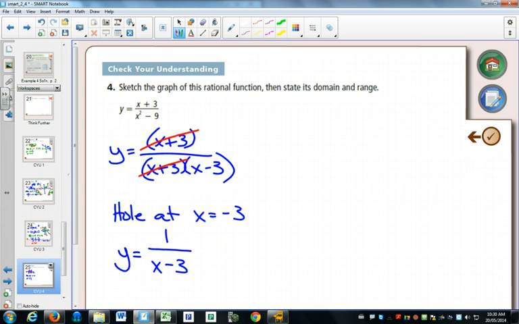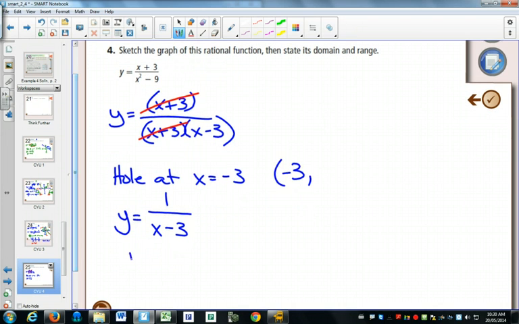Did you see all of our other equations where we had a hole? We ended up with y equals mx plus b, and it was a straight line with a hole in it. This one, after we cancel it out, we're still left with a rational graph. Okay? So not only does this one have a hole, it'll also have a vertical asymptote at the non-permissible value x equals 3.